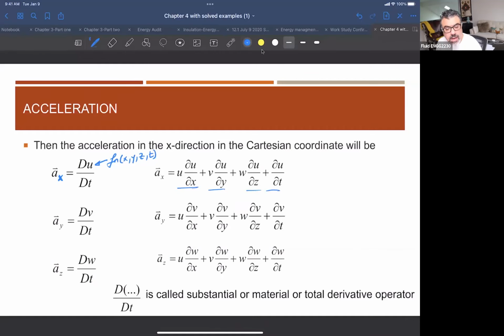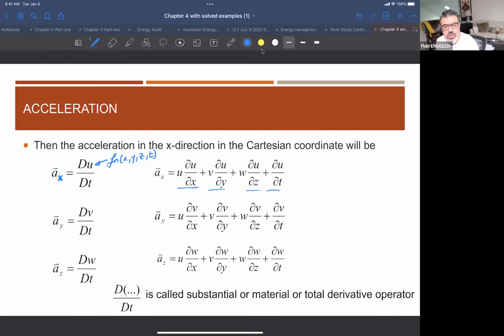4 components. Why is that? Because the function itself is dependent on x, y, z, and t. So the total derivative, or the total acceleration, will be 4 components.